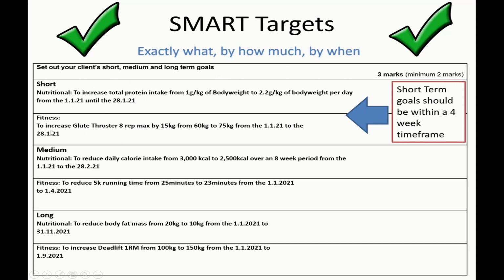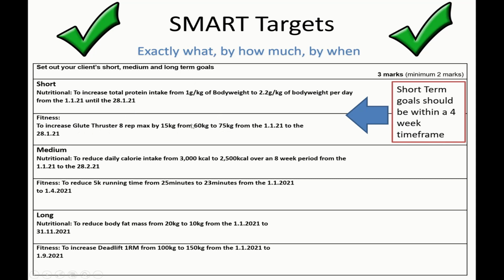When it comes to the fitness goal, here we've said to increase glute thruster 8 rep max by 15 kilos from 60 kg to 75 kg. And again, we've said exactly what we want to do. So we're trying to improve the glute thruster lift, which of course is going to be fantastic for the gluteus maximus, the hamstrings, the lower back, latissimus dorsi. All of this musculature in the posterior chain is going to be worked.